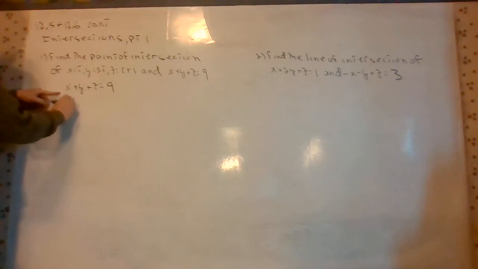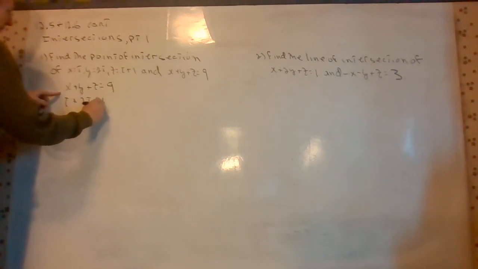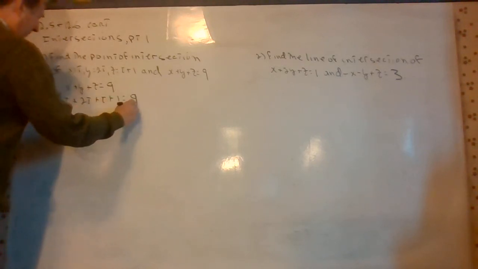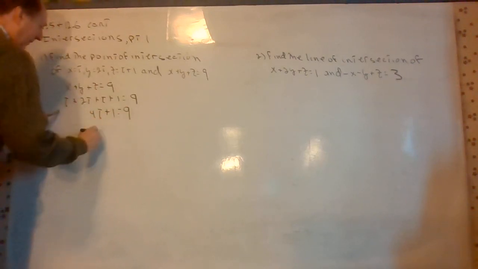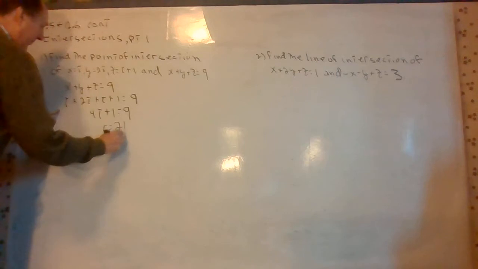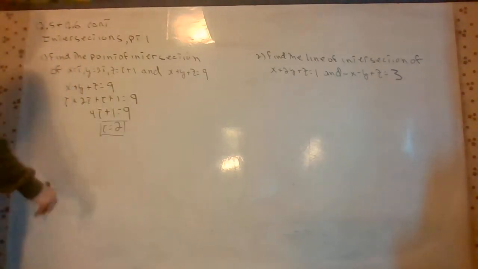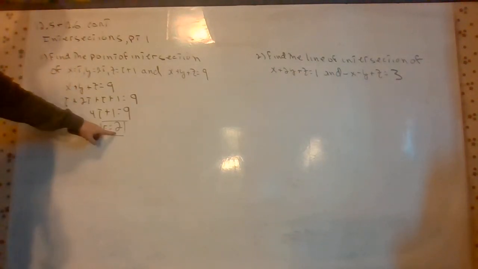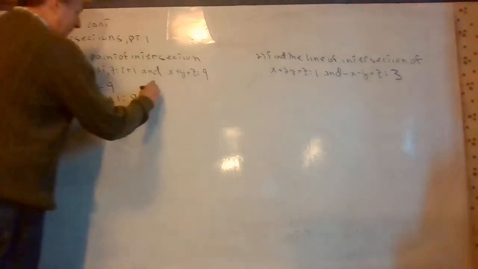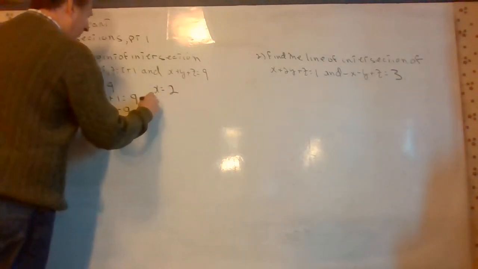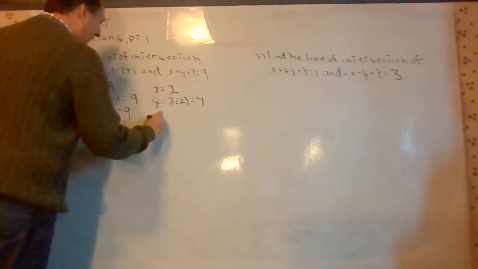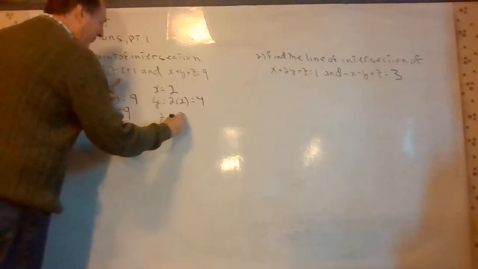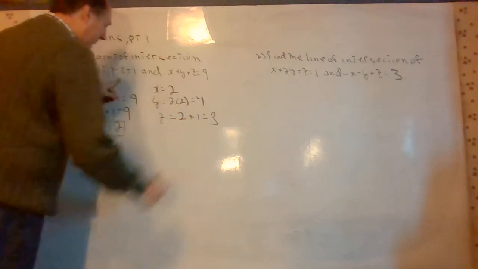Substitute t plus 2t plus t plus 1 equals 9. 4t plus 1 equals 9. Solve, we get t equals 2. Okay, that tells us when the line intersects. It doesn't tell us where. So we're simply going to plug in here. X equals 2. Y equals 2 times 2, or 4, and z equals 2 plus 1, or 3.